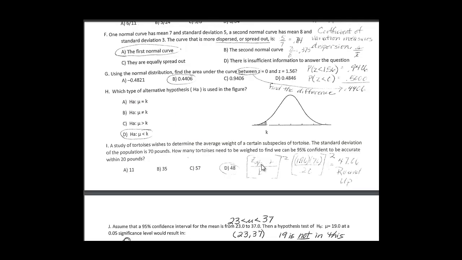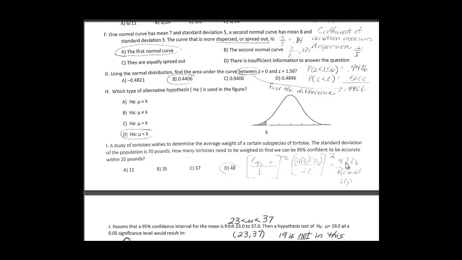Z alpha over 2, in other words, the alpha divided by 2. That just reiterates that confidence intervals are a two-tailed event. And then this is supposed to be my sigma, my population standard deviation, divided by the error that is given to us. So we're plugging in the 1.96, which is our z-score associated with 95% confidence. This is 70, the standard deviation of the population. And then our error was 20.